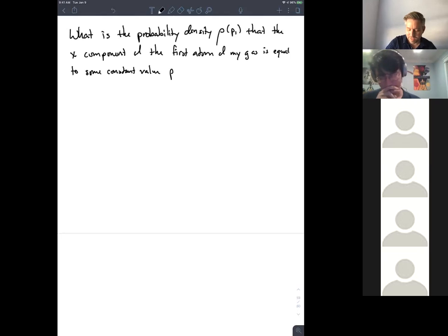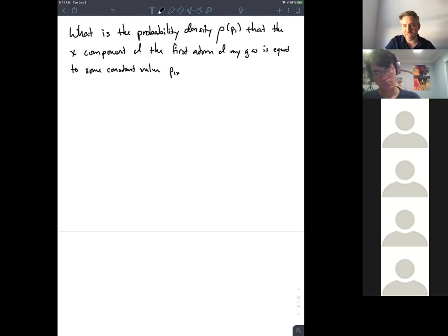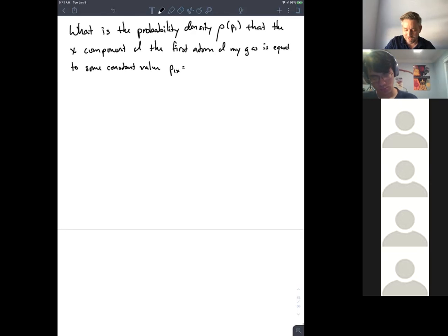So in other words, we're looking at the momentum of the first atom. We pick one atom out of the box and look at the X component of its momentum, and we want to find the probability that this value is equal to this constant value P1. Okay, make sense?